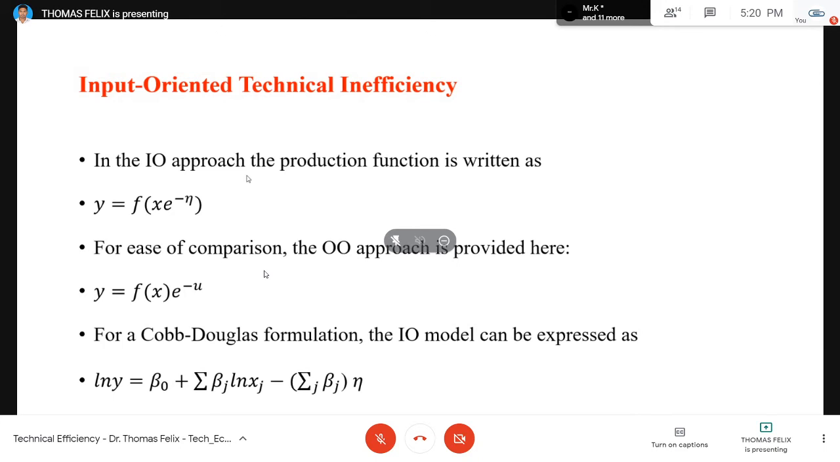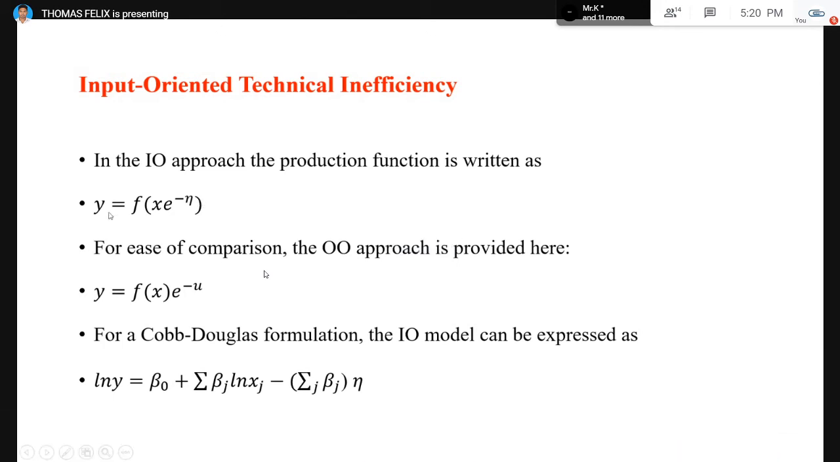In the case of input approach, we will use the formula y is the function of x into e power minus nu. Actually there is a separate term in the case of output oriented approach, but there is no need of a separate term here. The term has been included in the input itself.